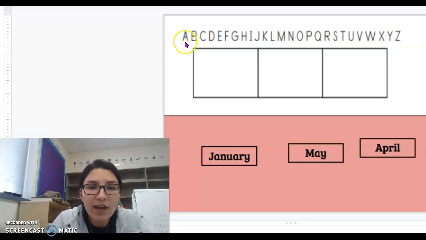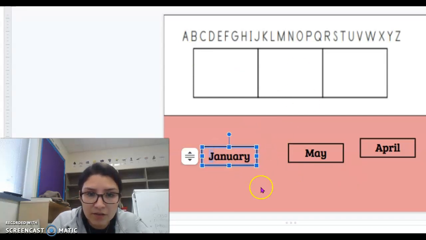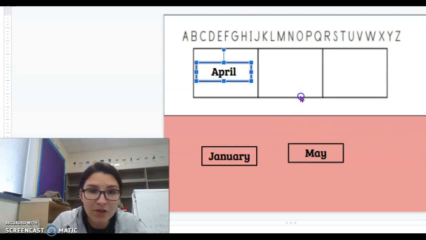So let's see if we have any months right here that begin with A. January, so we're looking at the letter, right? J. No, that doesn't begin with an A. Does M and May? No. What about A, April? Does that work? That does. So that's going to be our first word in our alphabetical order.